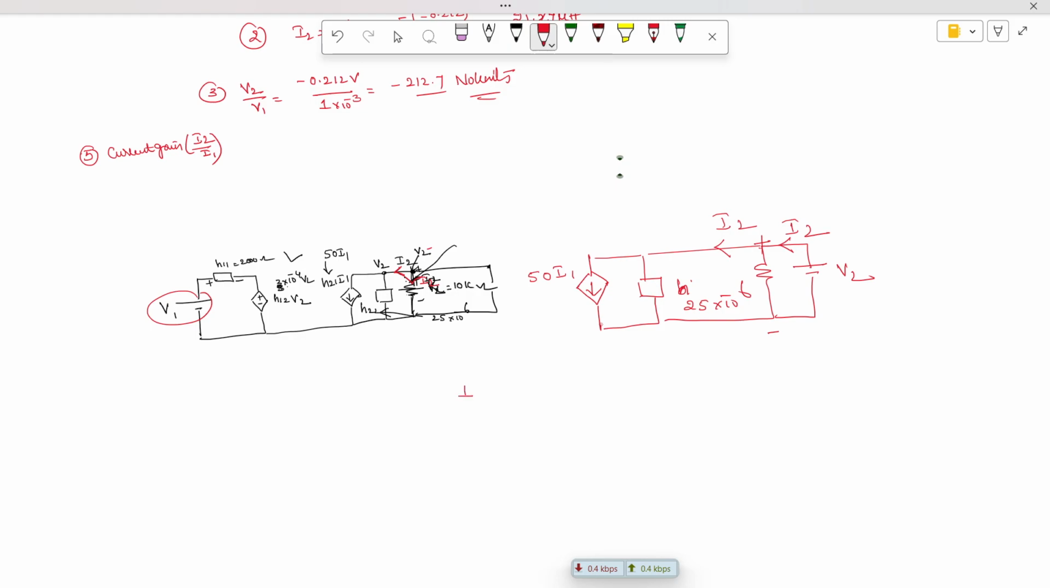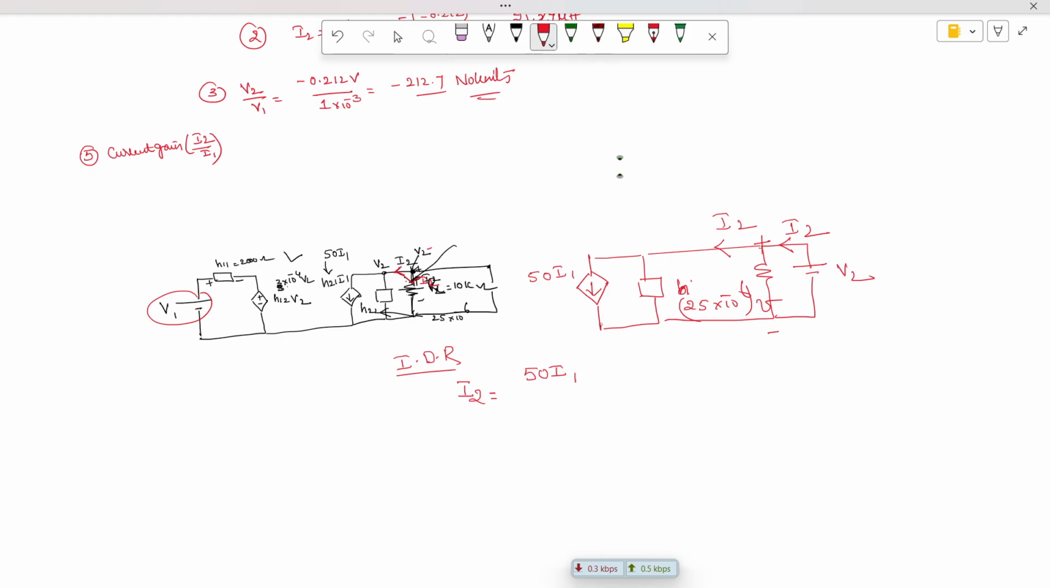So how to find the current in any branches? We are going to apply the current division rule. So I2 is equal to the total current. Total current is 50 into I1. So here, what are the branches which are connected in parallel? We have to identify.